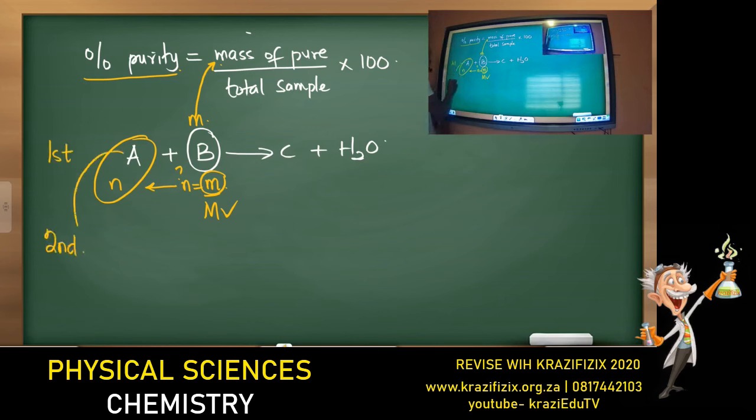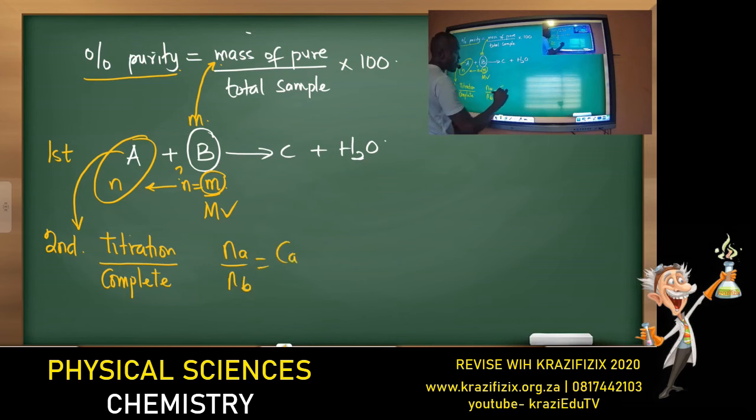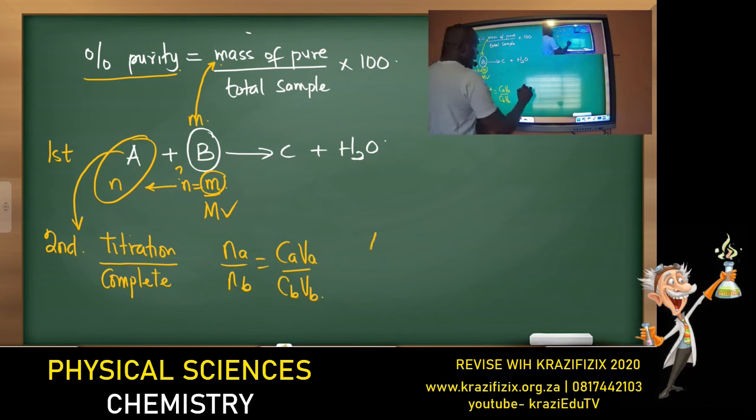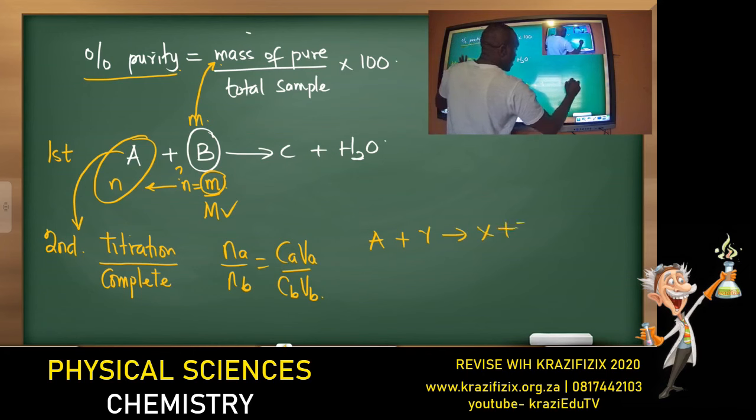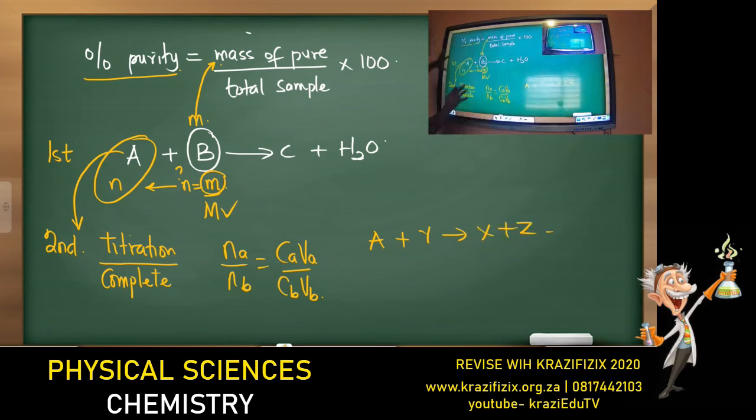Now, you see this A will come into the second reaction and will go through a titration in most cases. When you see complete, especially when you have complete neutralization, then you are going to use Na over Nb equals to what? CaVa over CbVb. So check this. You are going to take this particular A, this A is given to you and reacted with something else. I'm just going to say Y to give us X plus Z. Watch this. So you have two different reactions. This is how you are going to start.